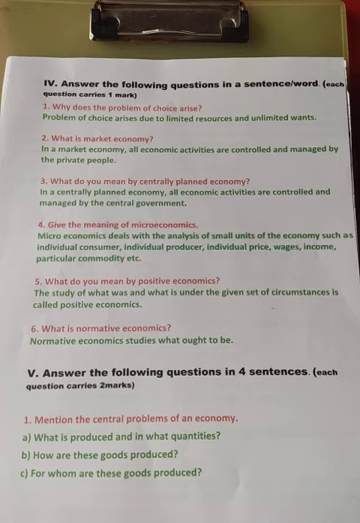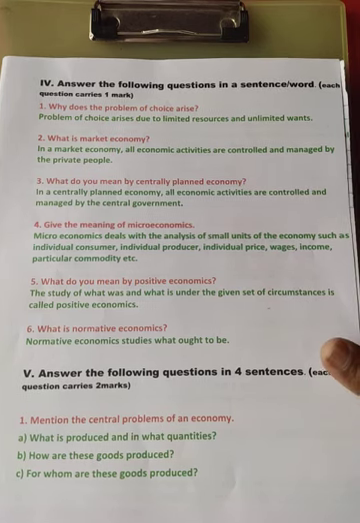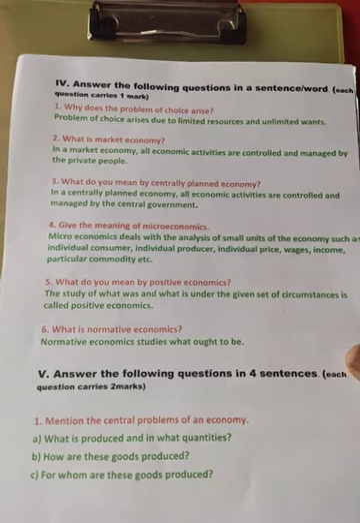Next, the 2 marks questions. Answer the following questions in 4 sentences each. First question, mention the central problems of an economy. As you know, the first one is what is produced and in what quantities. Second is how are these goods produced. Third is for whom are these goods produced. So we can write: what to produce, how to produce, and for whom to produce.